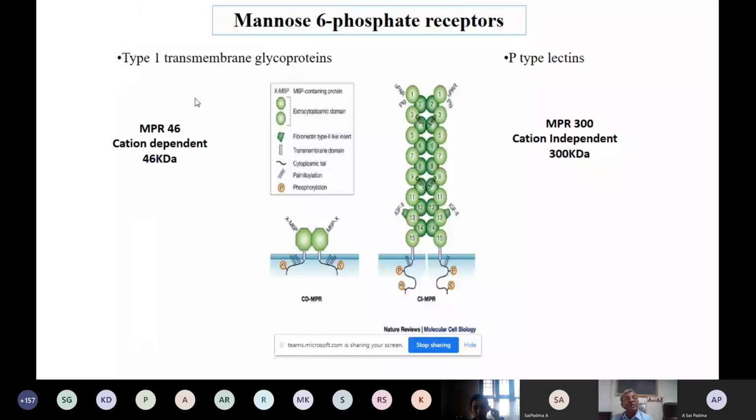Now, two receptors have been identified which are responsible for the specific targeting of the lysosomal enzymes to the lysosomes in cells. These two receptors are called the cation-dependent receptor, or MPR46, and the cation-independent receptor, or MPR300. Both receptors are called P-type lectins because they recognize the phosphate group on the mannose on the lysosomal enzymes, bind to them, and then mediate their transport to the lysosomes within the cell.